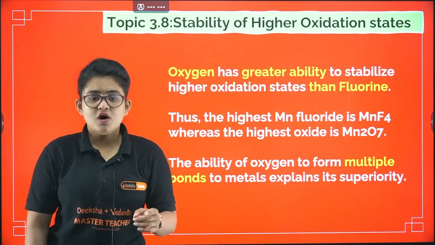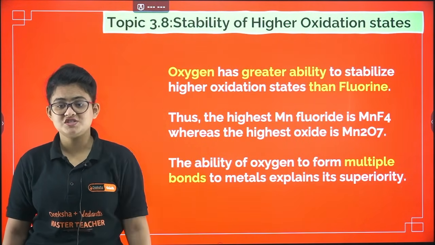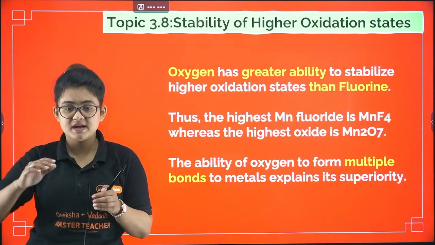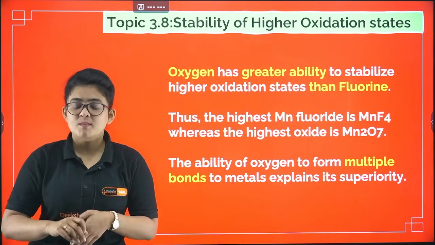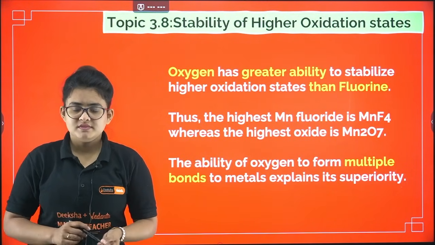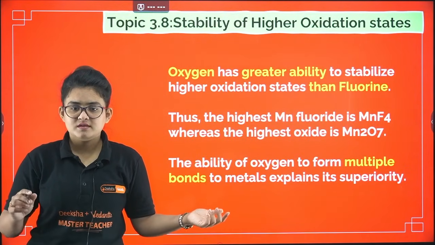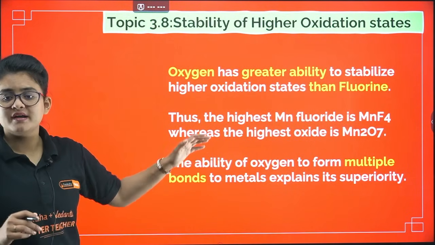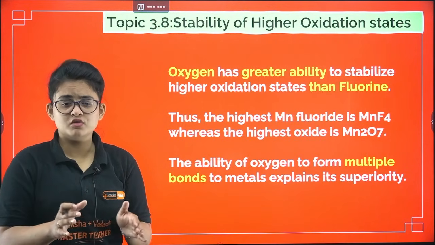Okay, so we know the highest oxidation state is observed by manganese, that is +7. But if you take fluorine, it can form up to +4, meaning the compound MnF4. Whenever it comes to oxygen, manganese can form the +7 oxidation state, that's Mn2O7, we know. Because of these things, metals always take oxygen as a priority to make bonds or to stabilize their higher oxidation states.